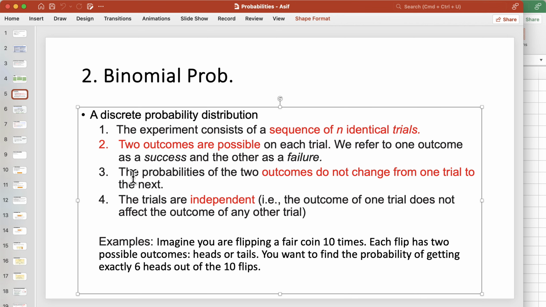If you flip it a second time, the probability remains the same. That doesn't change. If you flip it a third time, fourth time, and fifth time, the probability remains the same. And the last condition is that all these trials are independent, which means one trial is not affecting another one. So when you flip a coin the first time, that's an independent trial. When you flip it the second time, the first one is not affecting the second one, and the second one is not affecting the third one. So these are 4 conditions that must be met.